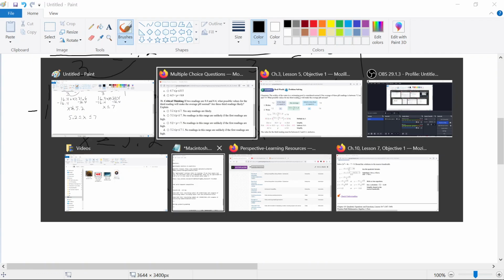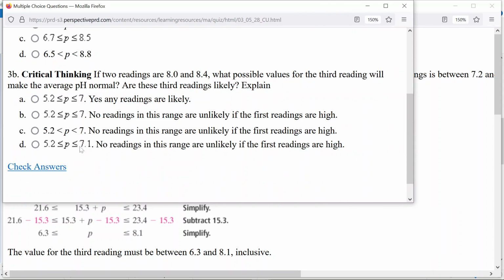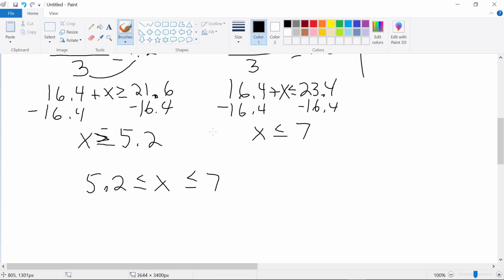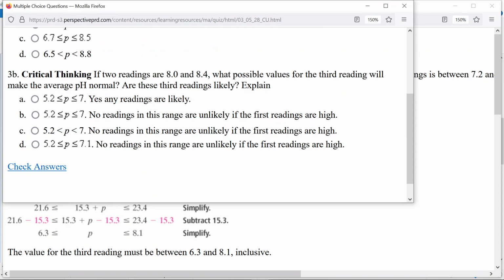And which answer choice is that? Let me find there. 5.2 is less than or equal to p. They call it p instead of x, less than or equal to 7. And is this likely or unlikely? Unlikely. So it's answer B. The problem with answer D is it says 7.1. Where did 7.1 come from? I have no idea where they got 7.1 from. So D is wrong, B is correct.